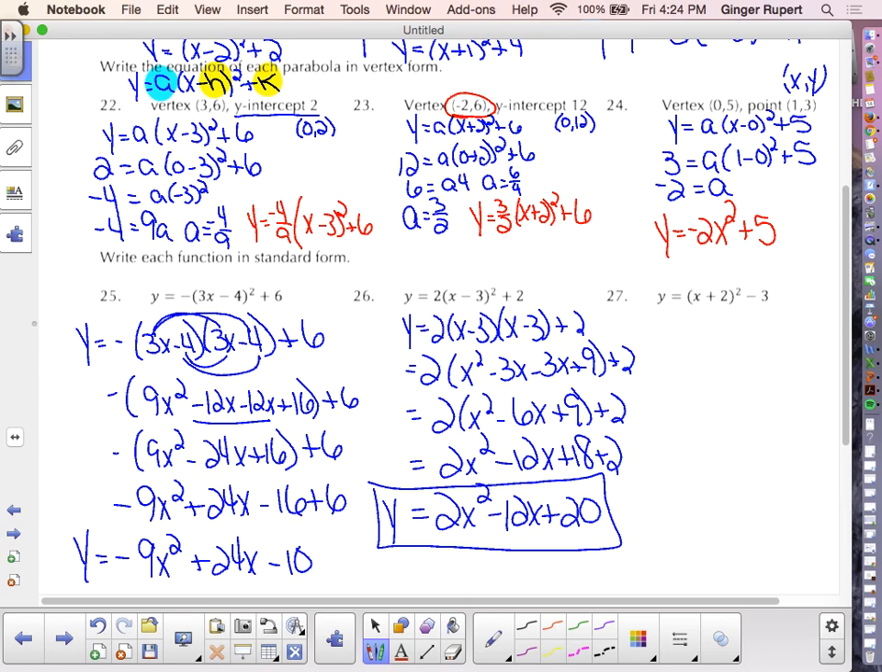Let's try one more. So y is equal to (x plus 2) times (x plus 2) minus 3. FOIL the binomials first. Combine like terms.